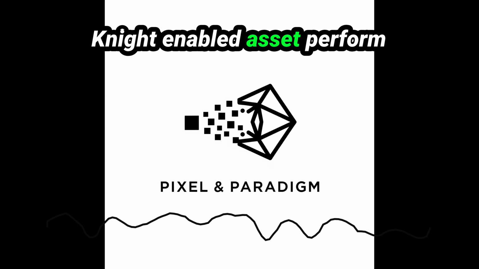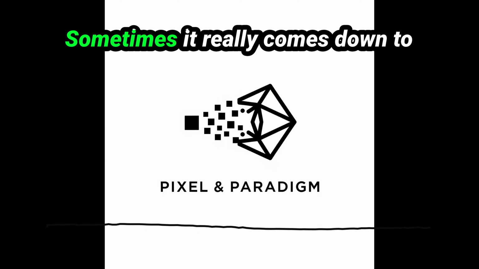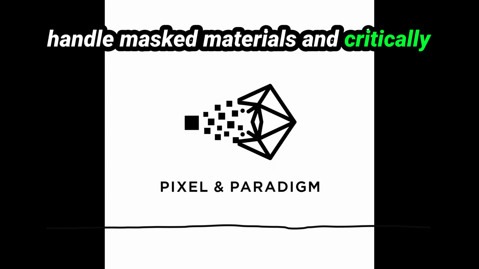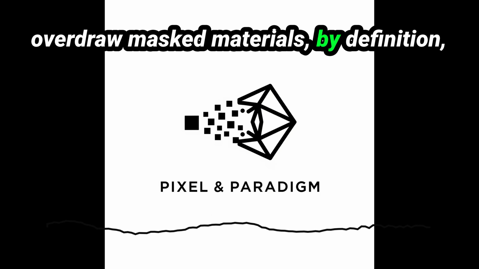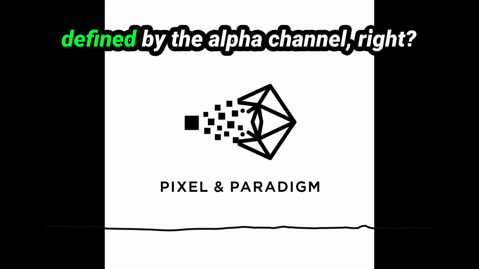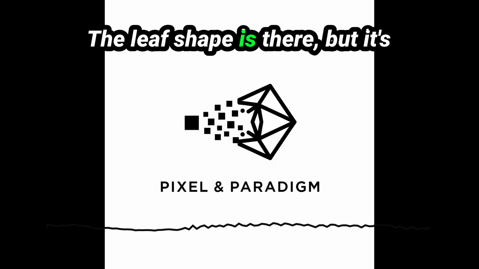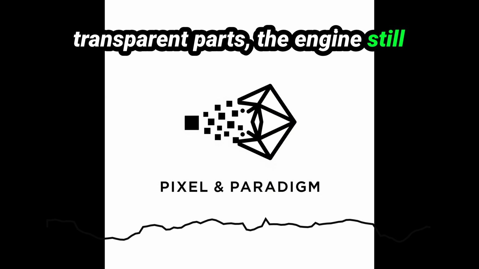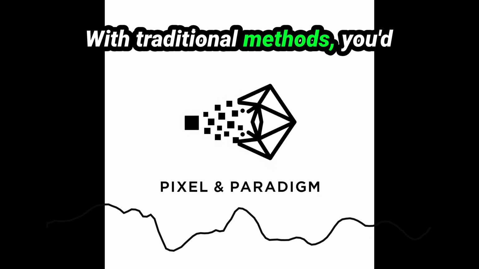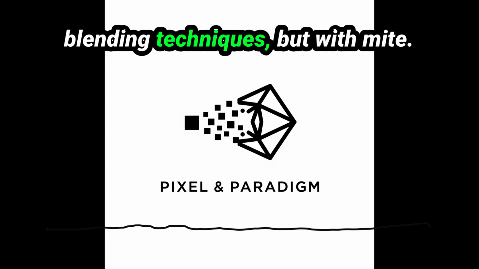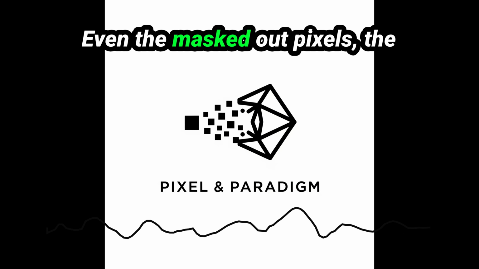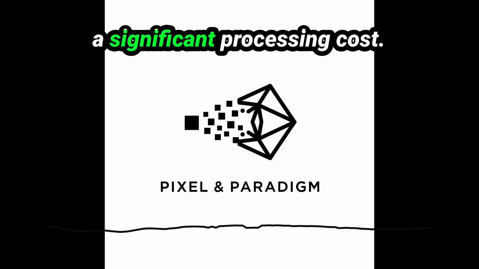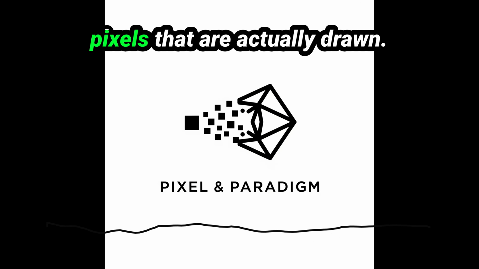Okay, wait. That makes absolutely no sense on the surface. How could a Nanite-enabled asset perform worse than its non-Nanite version sometimes? It really comes down to how Nanite and the rendering pipeline handle masked materials and, critically, overdraw. Masked materials, by definition, have large areas of transparency defined by the alpha channel, right? The leaf shape is there, but it's on a larger transparent plane. Even though you can't see those transparent parts, the engine still has to do work related to them. With traditional methods, you'd use various alpha testing or blending techniques, but with Nanite, even the masked out pixels, the completely transparent parts of that large card plane, can still incur a significant processing cost. It's almost as much cost as the pixels that are actually drawn.